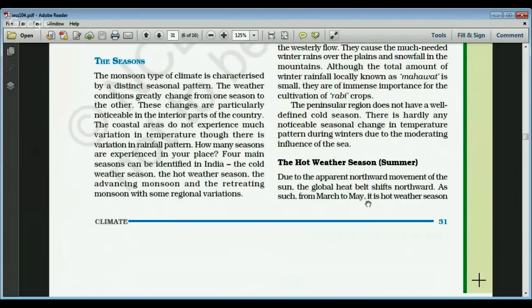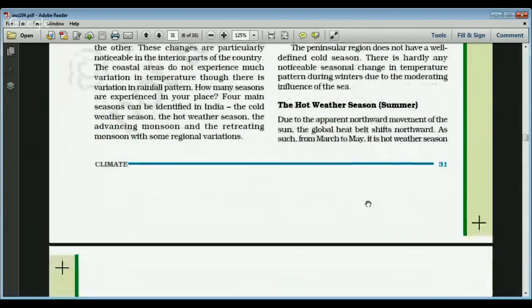In the peninsular region, they don't have a well-defined cold season, and there is hardly any noticeable seasonal change in the temperature pattern during winters because of the moderating influence of the sea. I've told you that there are two types of breezes. First is the sea breeze, and second is the land breeze. And because of these two breezes, blowing in the day and night time, the coastal areas have a very moderate climate, and temperature variation doesn't take place in the coastal region.